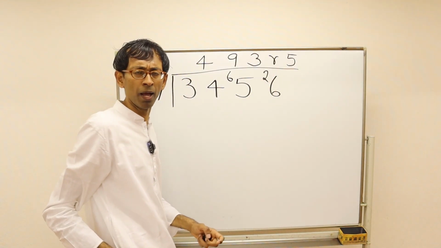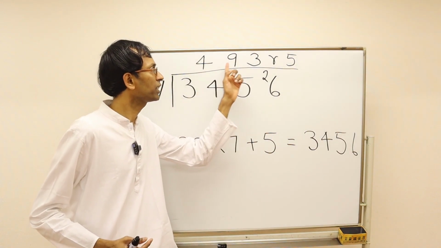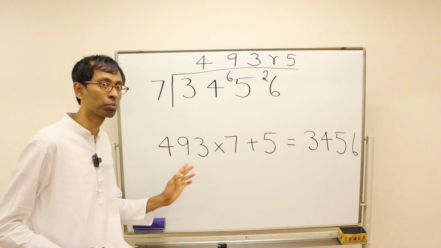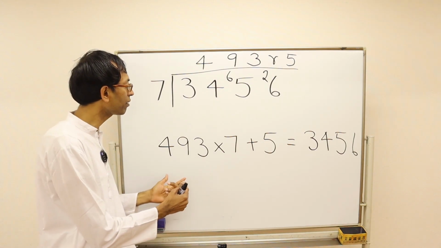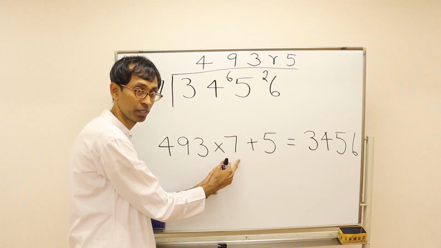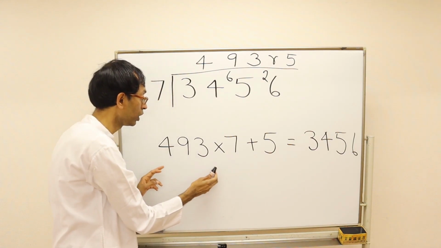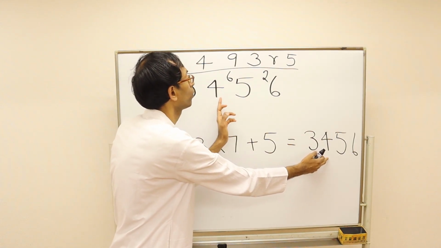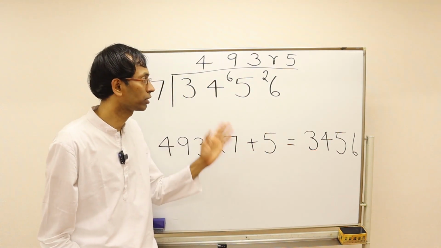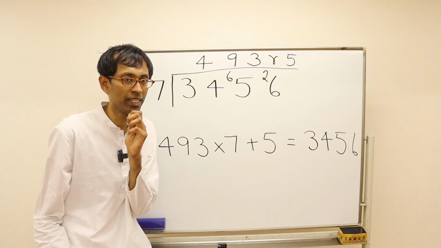This is your answer. Suppose you want to see if the answer is correct or not. How to check? Okay, you have to rewrite the problem like this. So you have given away 493 chocolates to 7 persons and then still there are 5 more chocolates remaining. So this total should be equal to 3456. Okay, you have to do this multiplication and this addition to get this answer and then you can confirm that this answer is right or wrong. This is a little tedious.